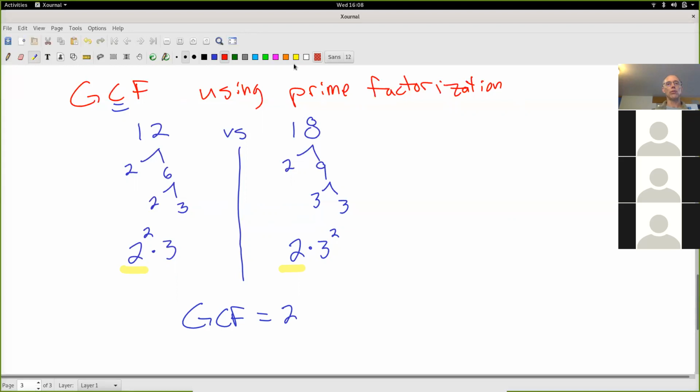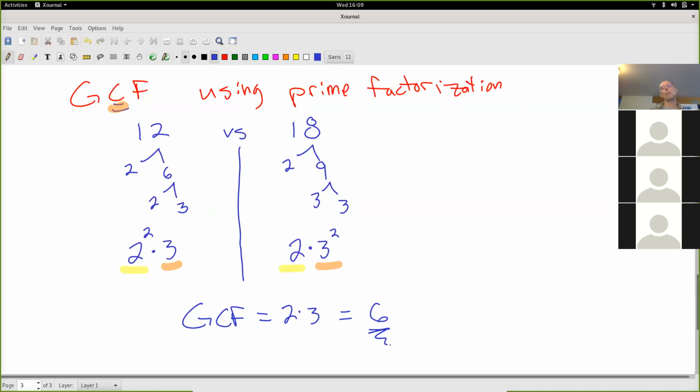Similarly, when I look at the 3, this one has a 3, that one has two 3's, so I can only use the single 3 because it's got to be common. So I got another factor of 3. And then I get the answer, 2 times 3 is 6, is the greatest common factor of 12 and 18.